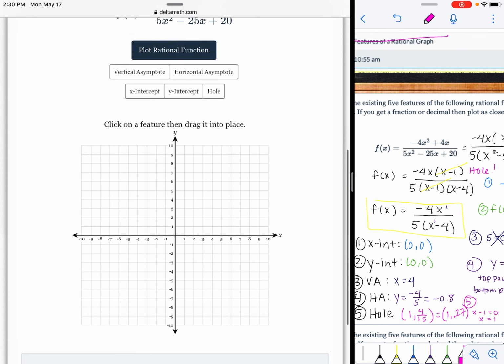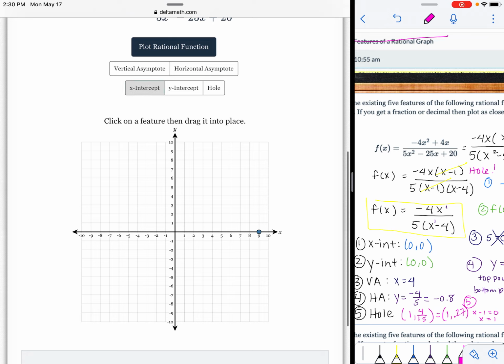Make that even smaller. Okay, right, so we have to plot these things now. I'm going to plot my x-intercept, that's at 0, 0. So hit the x-intercept button, drag it to 0, 0. Hit the y-intercept button, that's also 0, 0. So drag it on top of the other. My vertical asymptote is x equaling 4. So I'm going to drag that dashed line over to x of 4.